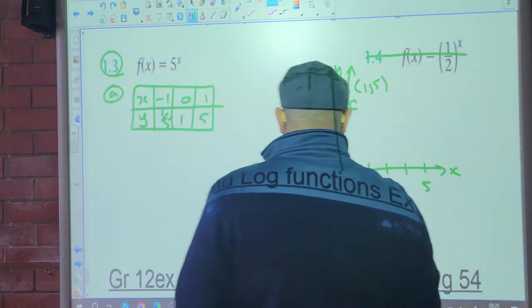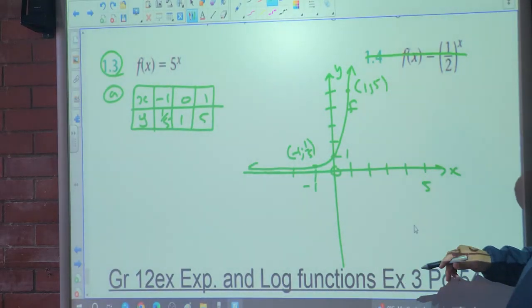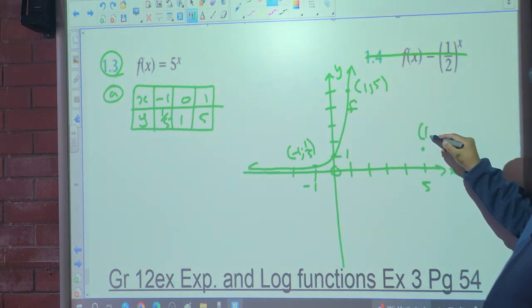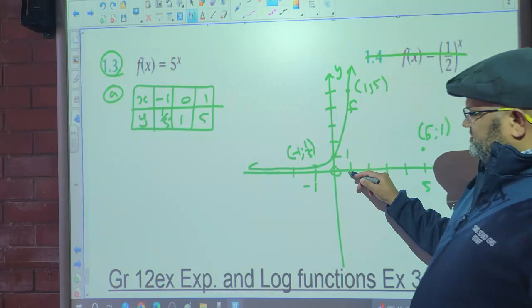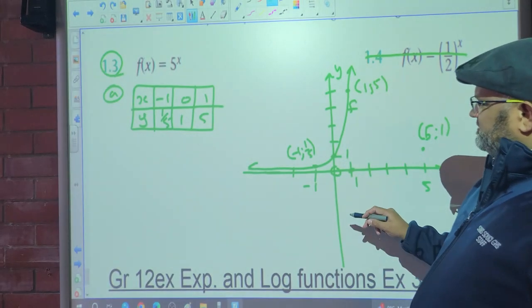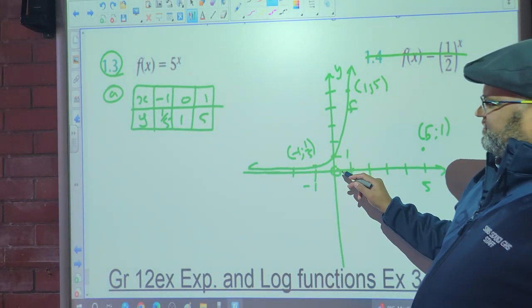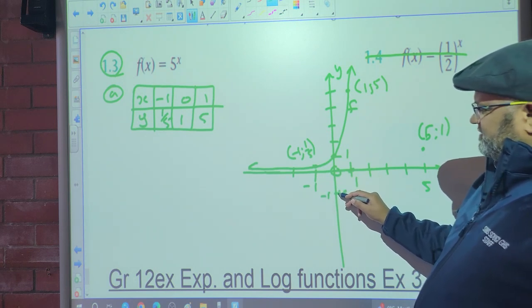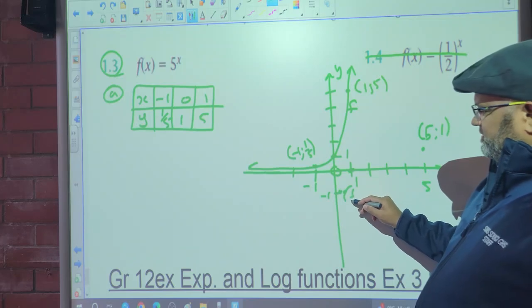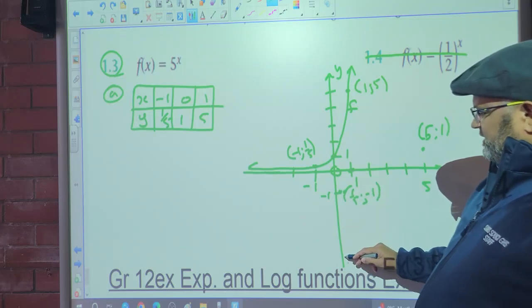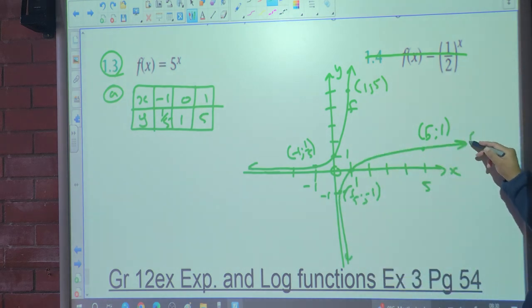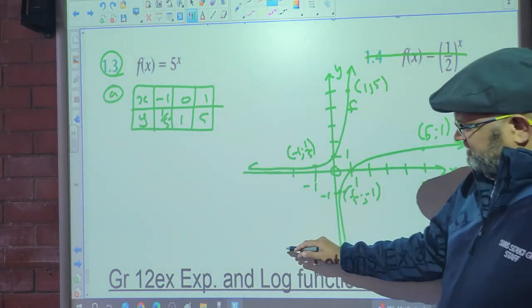In the B part, we are told to draw the inverse function. So you interchange x and y. So 1 and 5 becomes 5 and 1. 1 and 0 becomes 0 and 1. Negative 1 and a fifth becomes a fifth and negative 1. Very close to the x-axis, okay? Again, the graph comes close but doesn't touch the axis. And that's the equation of the inverse. Is the inverse a function? Yes. Passes the vertical line test.